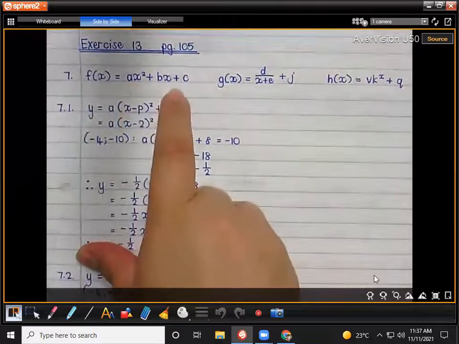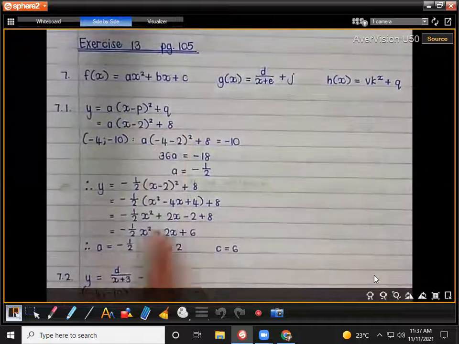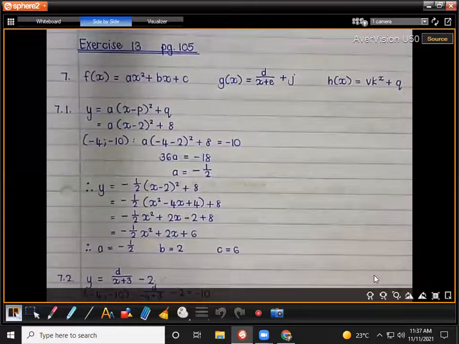Okay, for number 7.1, they gave you the equation. They said that this was f of x. They gave you the turning point, which was 2, 8. And they gave you another point on the graph. They asked you to find the equation of f.